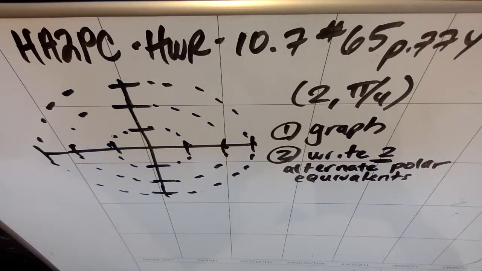Honors Algebra 2 Pre-Calculus. We're doing homework review of 10.7 in Pre-Calc, number 65 on page 774. We are given the polar point 2 comma pi over 4, and we're asked first to graph it.